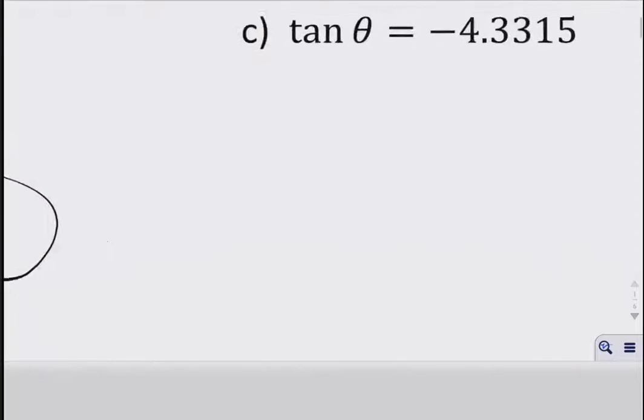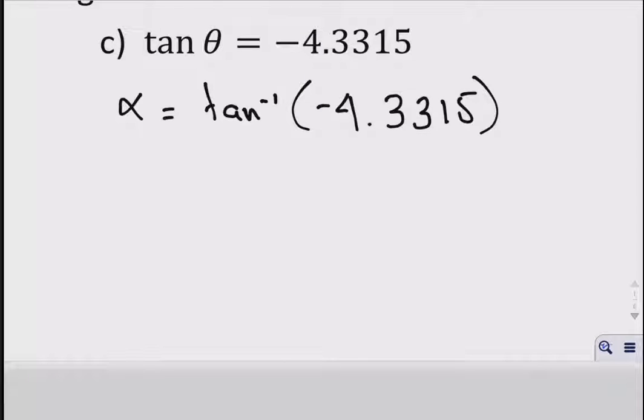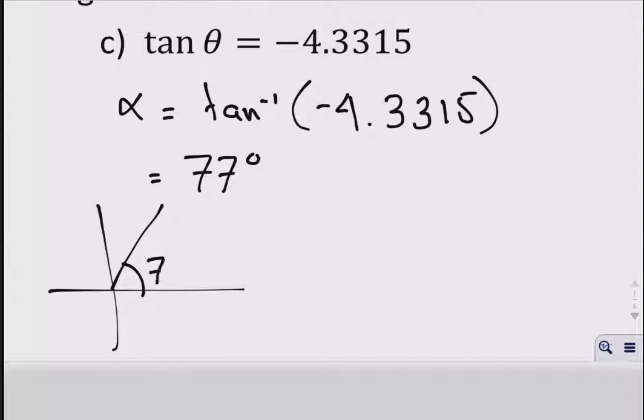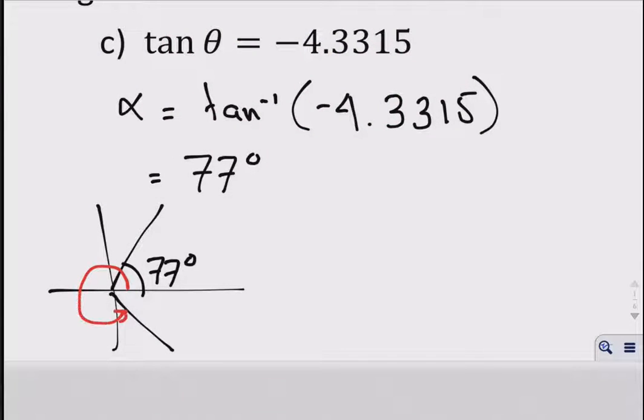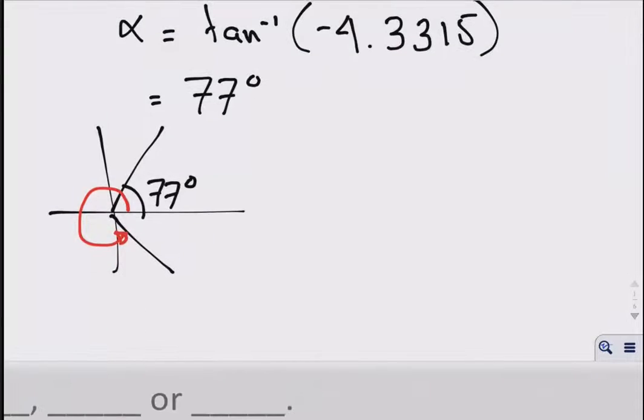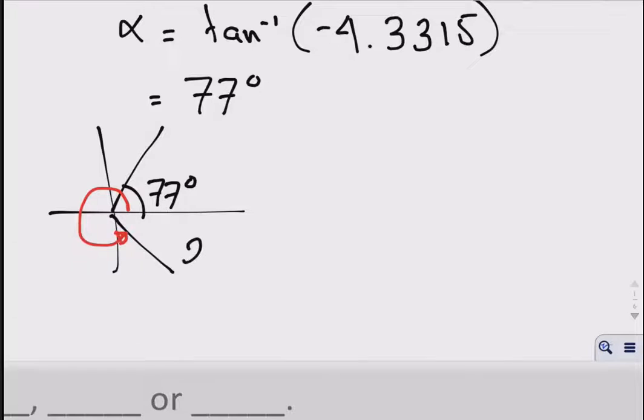Finally, for tan theta, I'm going to again take my reference angle alpha to be the tan inverse of negative 4.3315, close bracket, gives me 77 degrees. What does that look like? Well, it's roughly going to be over here. I know tangent is also positive in quadrant 4, so my second angle will go from here all the way to this terminal arm, which is going to read, let me see here, 283 degrees.